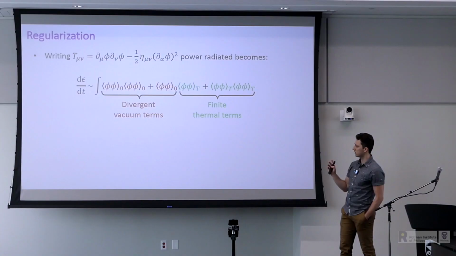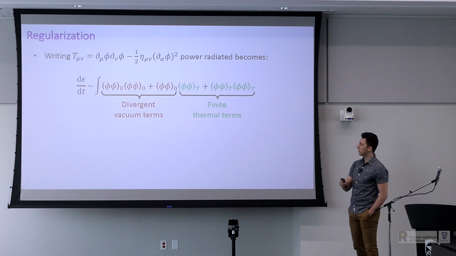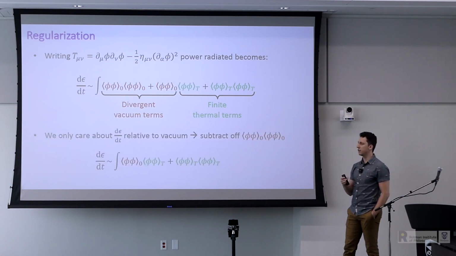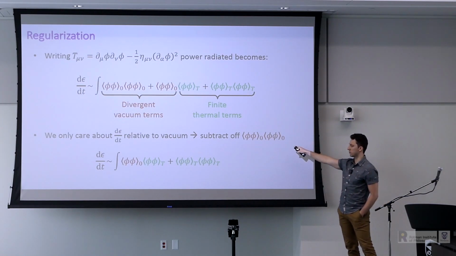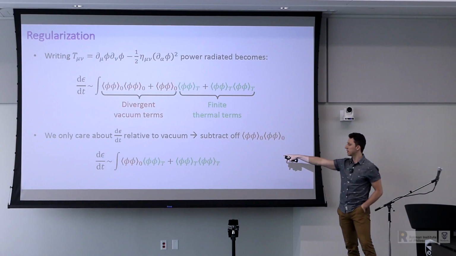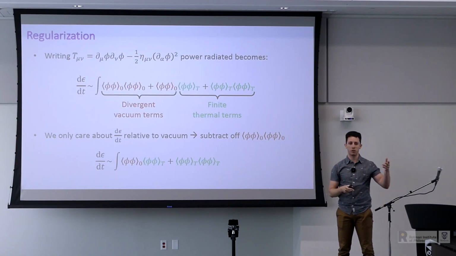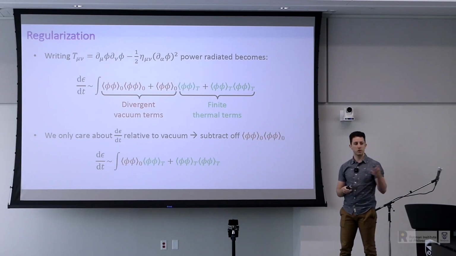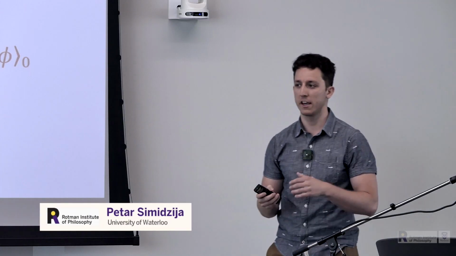We can do this in two steps. The first step is pretty straightforward and, I would say, uncontroversial. Since we only care about dE/dt relative to the vacuum, we can subtract off the purely vacuum terms. So then we get an expression that looks like this. This is completely analogous to subtracting the vacuum expectation value in order to compute the energy density in an excited state of a field, okay? We only care about energy differences, so we can subtract off a constant offset, all right?